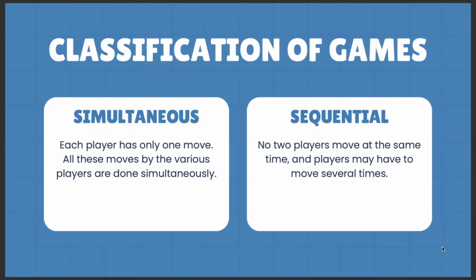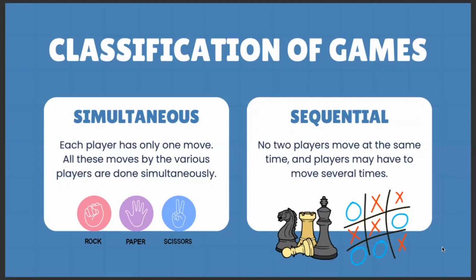Moving on to the classification of games, we have simultaneous and sequential games. A simultaneous game is when each player has only one move. All these moves by the various players are done simultaneously. For example, rock, paper, scissors. Both players make a decision simultaneously without knowing what the opponent's move is beforehand. On the other hand, a sequential game is when no two players move at the same time, and players may have to move several times. For example, chess and tic-tac-toe.